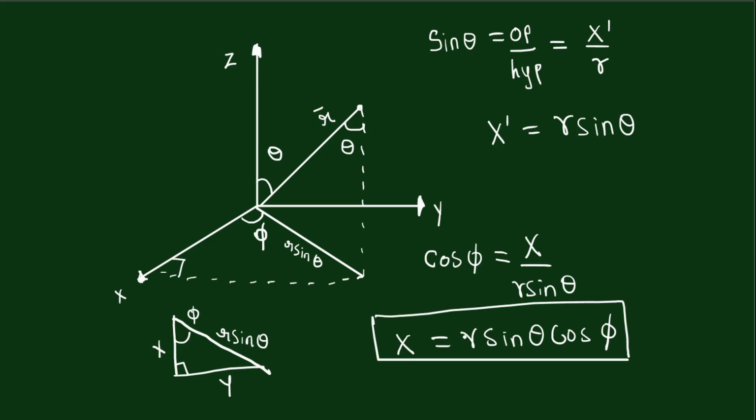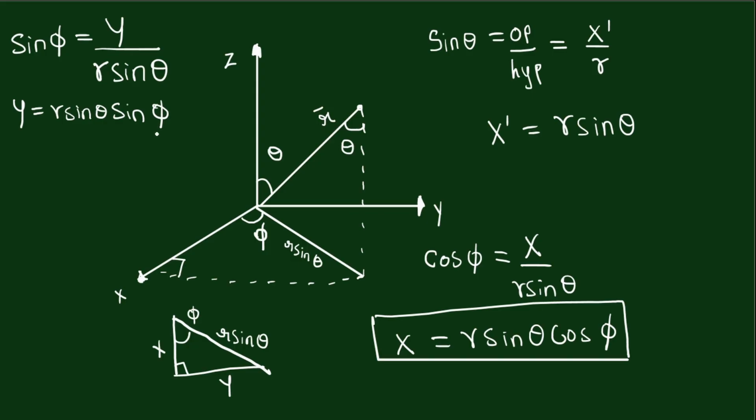Similarly, if we take the sine of this angle phi, we get sine phi, which is y by r sine theta. So we have y is equal to r sine theta sine phi. So this is our second conversion from Cartesian to polar coordinates.